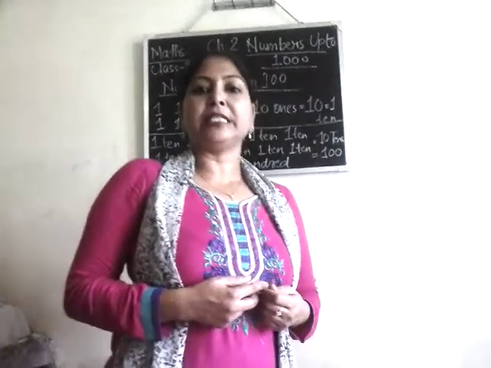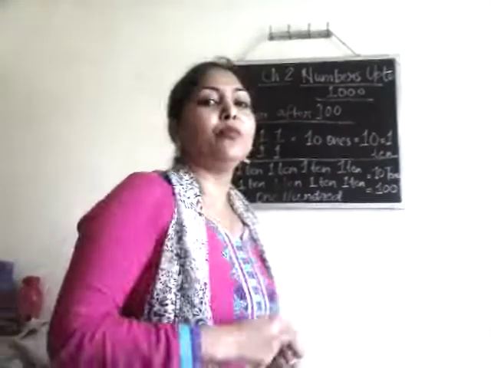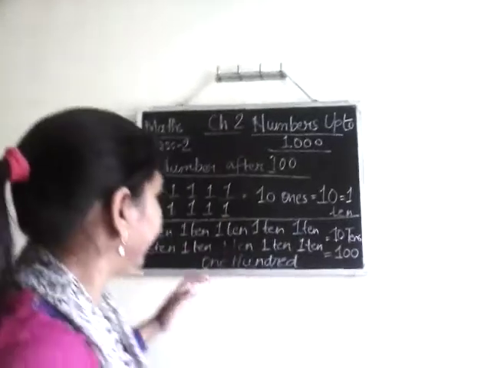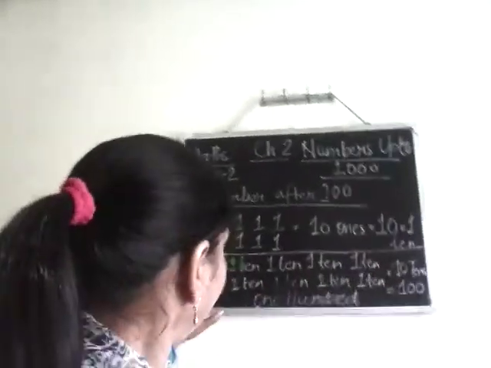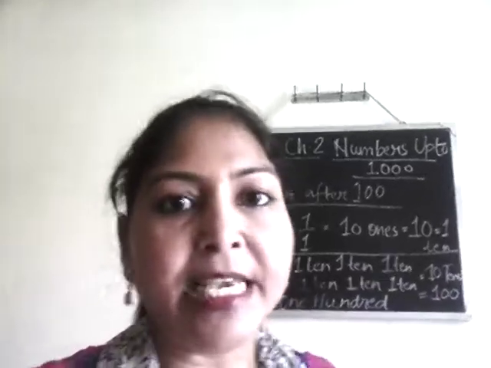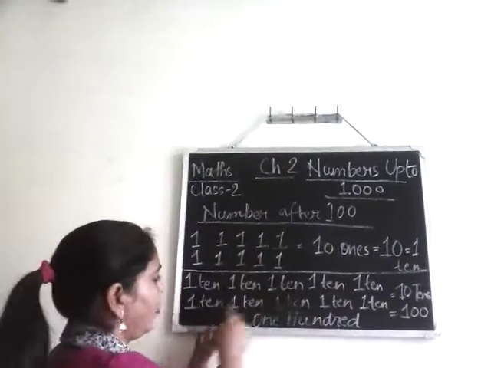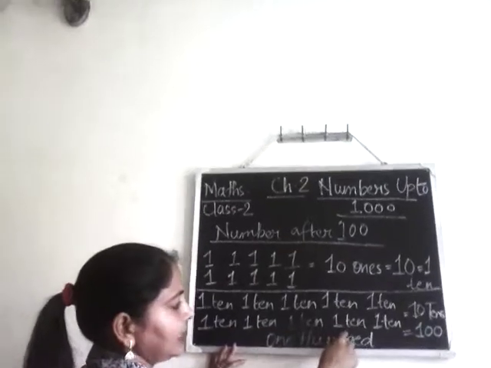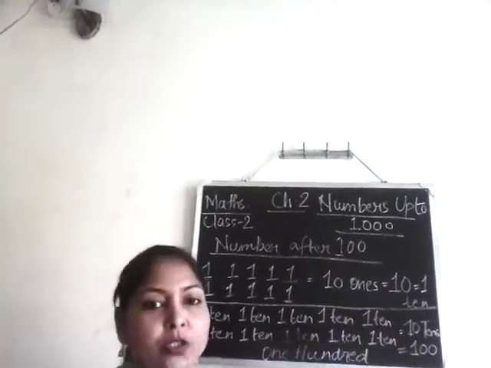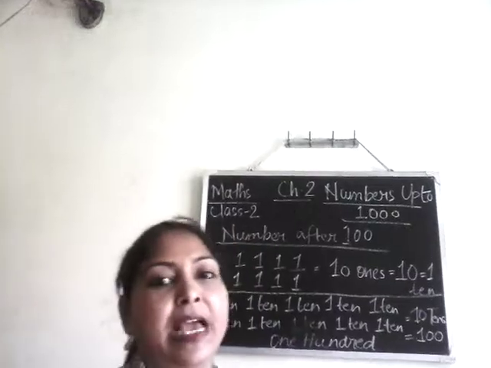So, we have learned all this, no? Now, we will move a little further. Now, you can see here I have written 1 ten, so many tens I have written. Let us see how many tens we have written. 1, 2, 3, 4, 5, 6, 7, 8, 9 and 10. So 10 tens we have written.